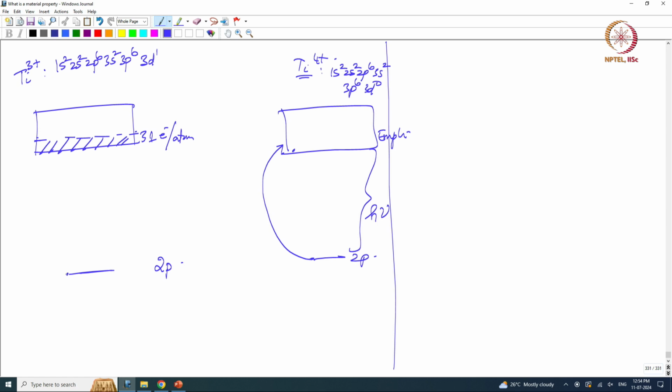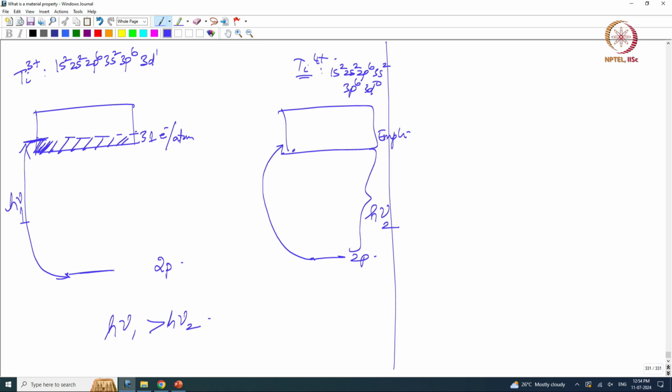But for me to excite an electron in Ti 3 plus, I need to excite it to this state because this is already filled, right. So, I need to excite it to this state here. So, I need this much amount of energy. This is h nu, let me call it nu 2, this is h nu 1. H nu 1 is greater than h nu 2, right.